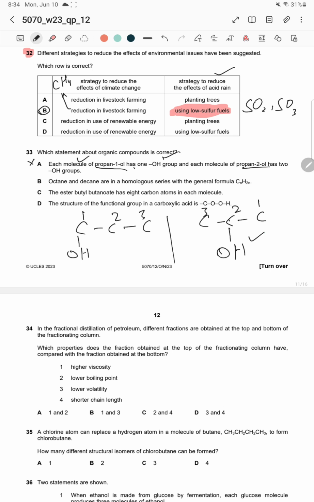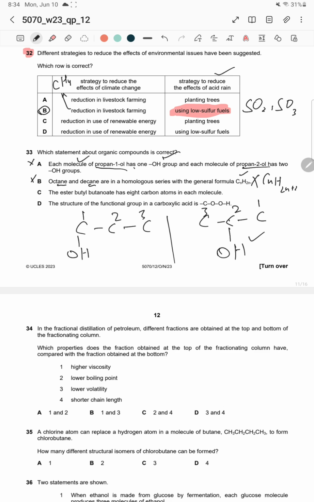Octane and decane are in the homologous series with general formula CnH2n. This is for alkene, not for alkane. Decane and octane, their suffix is ane, so they are alkanes. And the general formula for alkanes is CnH2n+2. CnH2n is for alkenes, so this is not a correct option.